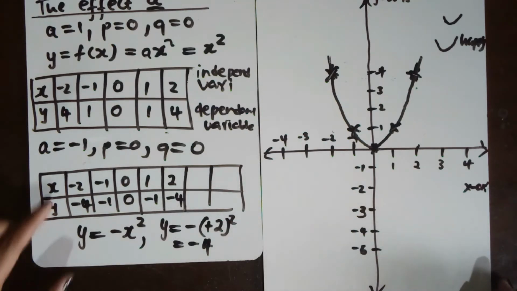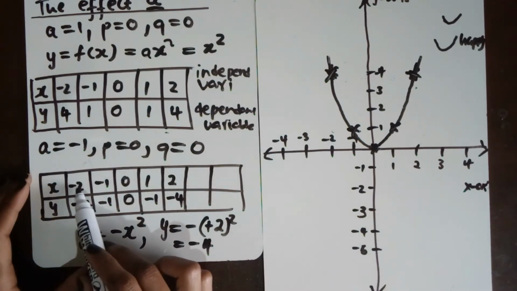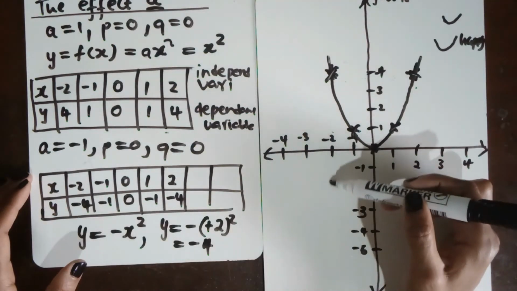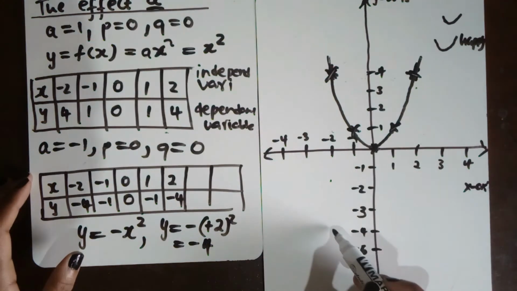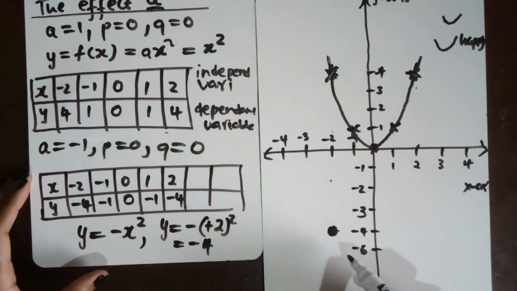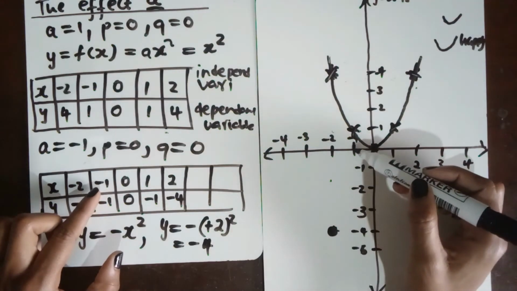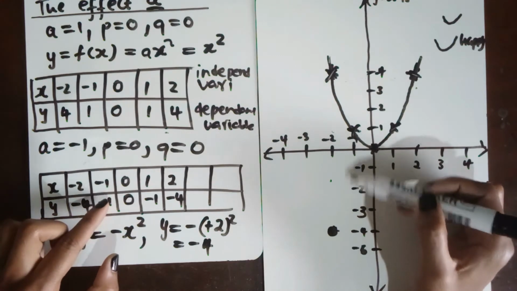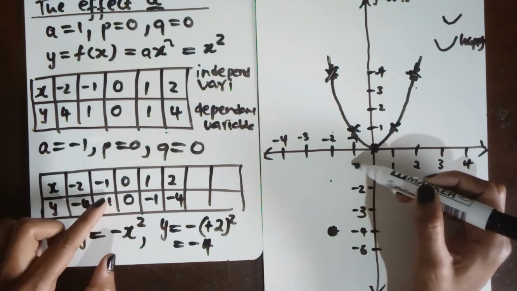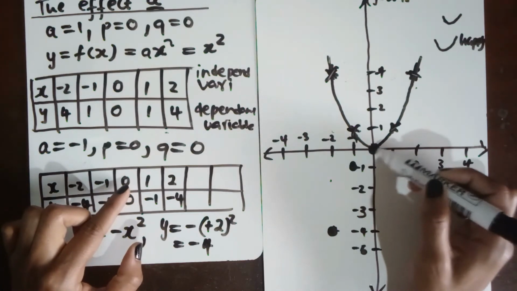So we have our x and y coordinates, we can plot them, right? So we say, okay, when x is negative 2, y is going to be negative 4. It means that point is going to be over there, right? Let me just draw a circle. And then when x is negative 1, y is going to be negative 1. So it means that point is going to be somewhere here. Then x is 0, y is 0, it's still going to be there.